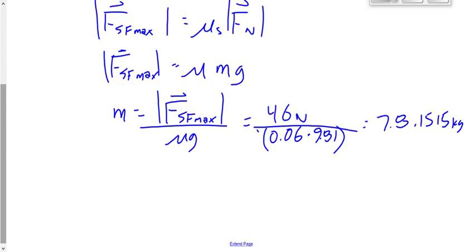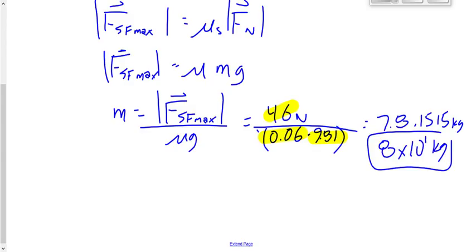Where would I round that to? How many digits is this? 2. How many is this? 3. How many is this? No. That's 1. The zeros after count. The zeros at the beginning don't count. That's actually only 1 digit. So we're going to round that to, what was it, 78.15? We've got to put that in scientific notation. We're going to round that to 8 times 10 to the 1 kilograms. Does that make sense?